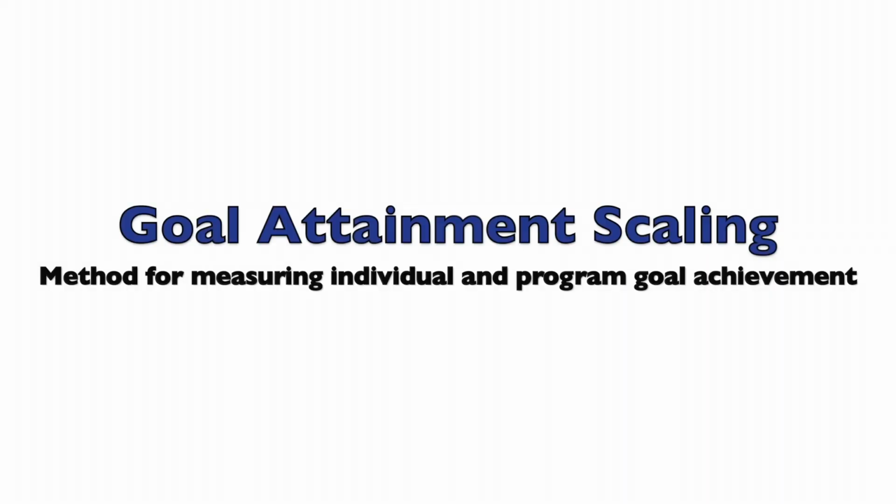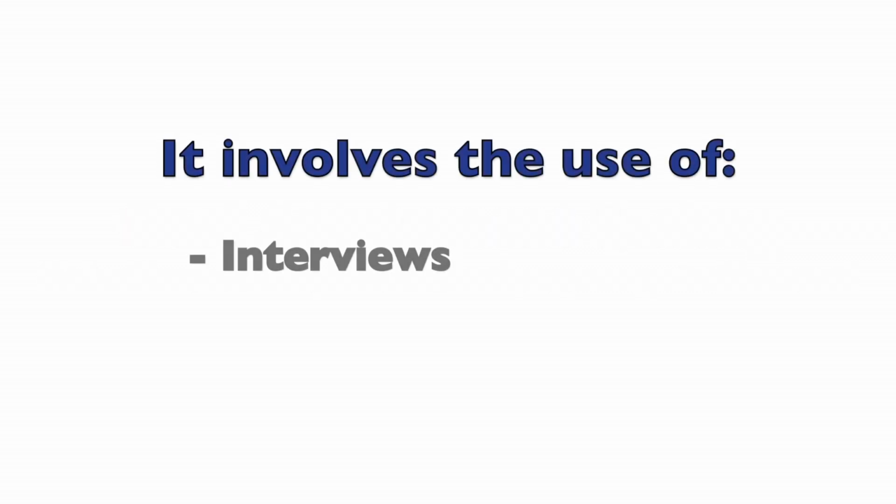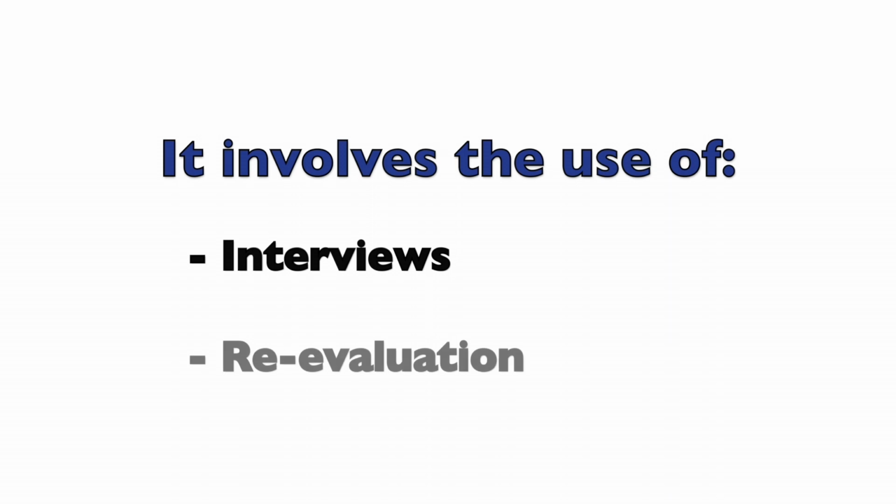Goal attainment scaling is a method for measuring individual and program goal achievement. It involves the use of interviews during goal setting and reevaluation to determine progress. In the academic setting, it can be used with students to measure individual learning goals over the course of a semester or throughout the curriculum.